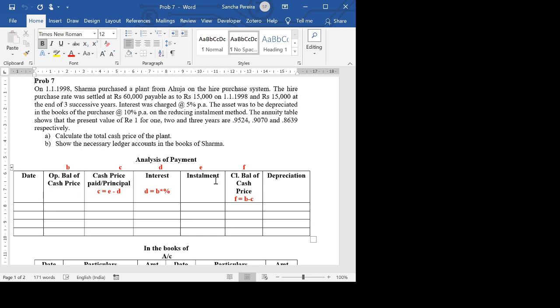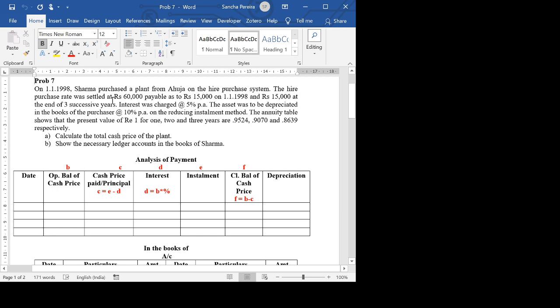And how was it payable? Payable as to rupees 15,000 on 1st January 1998. First they're paying 15,000, and on which date? On the same date that they have purchased the plant. So what will this 15,000 be? If they are paying it on the same date that they are purchasing the plant, on 1st January 1998, what will this 15,000 be? Yes, good. Down payment.